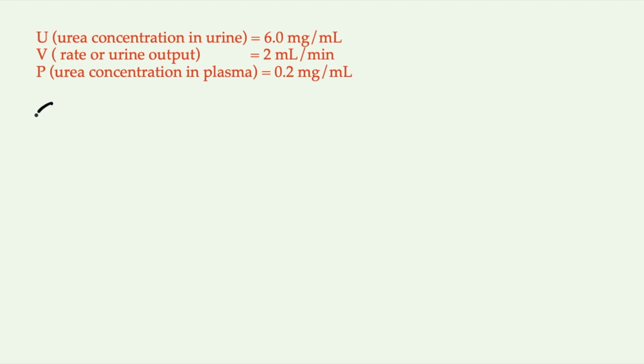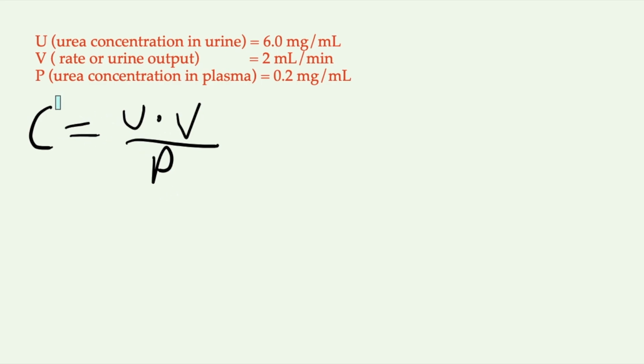That is stated by C, which is renal clearance, equals the concentration of urine of a particular substance that we're trying to find, times the rate of urine output, divided by the plasma concentration of the particular substance. So basically C equals U times V divided by P. To understand renal clearance, we are going to use urea as our example and find the renal clearance of urea.